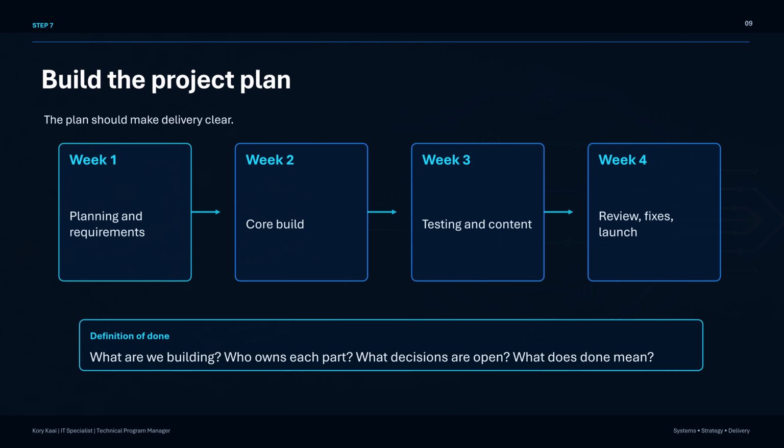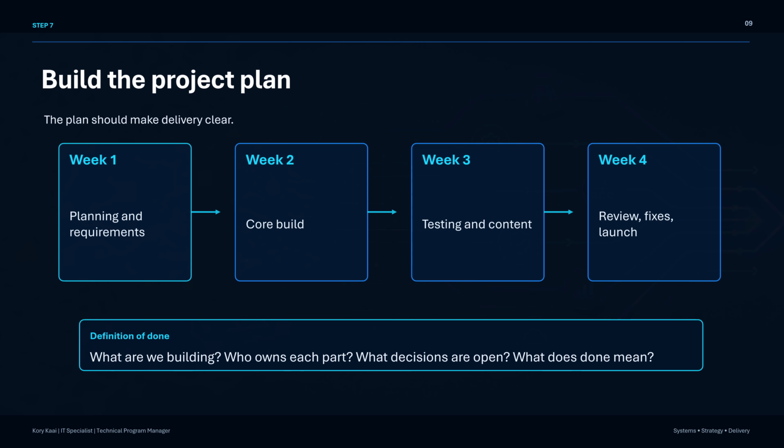Once the problem, users, workflow, requirements, MVP, and risks are clear, I build a project plan. The plan does not need to be fancy. It needs to answer a few basic questions. What are we building? Who owns each part? What is the timeline? What are the milestones? What decisions are still open? And what does done actually mean?